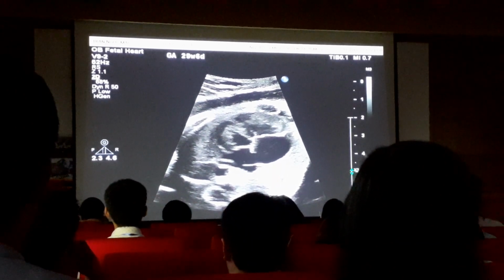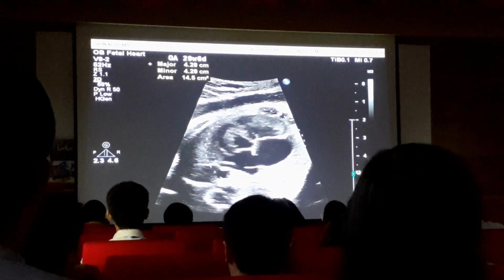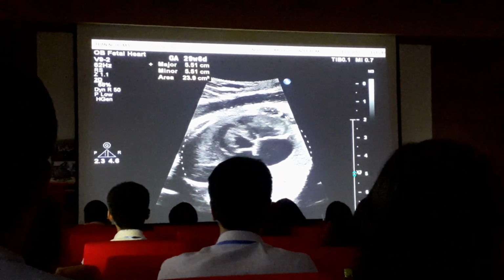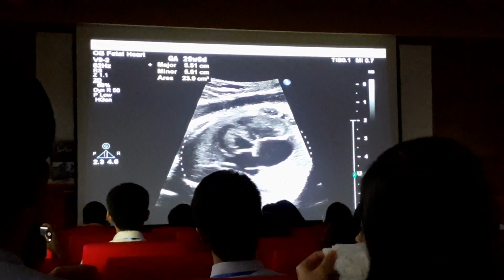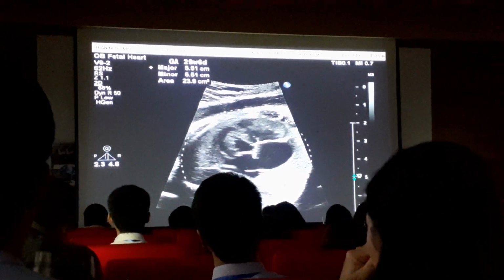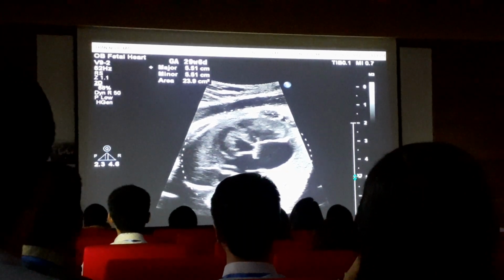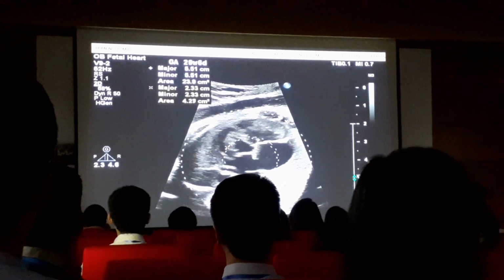Inside the ribs, and then the outside of the heart.